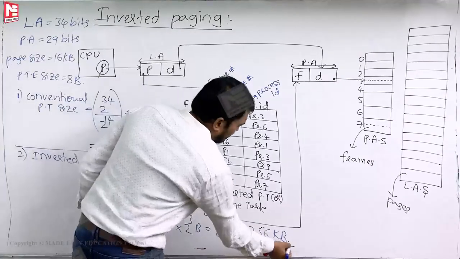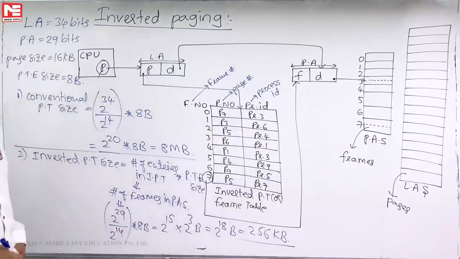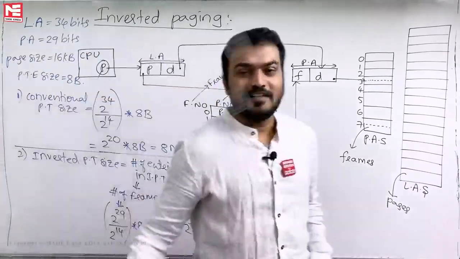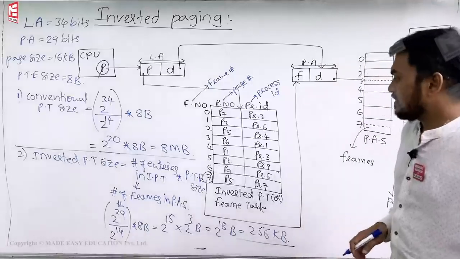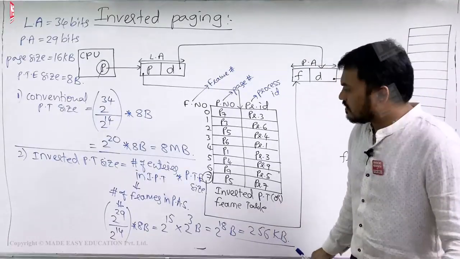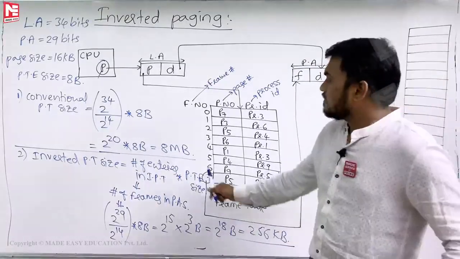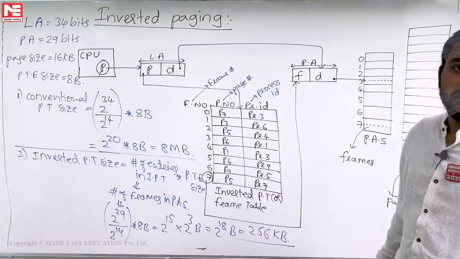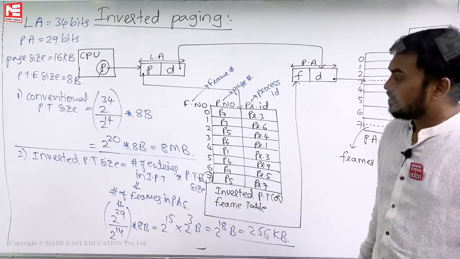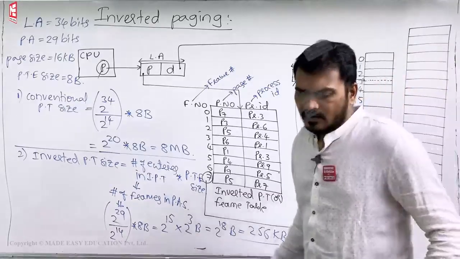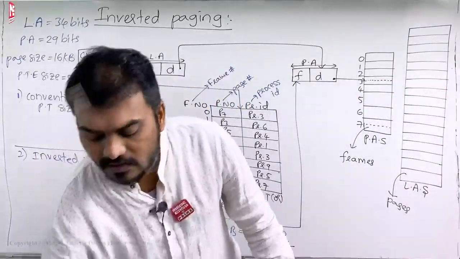If there is any printing mistake, please make the correction. Sometimes printing mistakes happen. So please check it out. The right answer is 256 kilobytes for this one and 8 megabytes for the other. Is that clear for everyone? That is the first question. A simple question. So next, let's solve the next question.